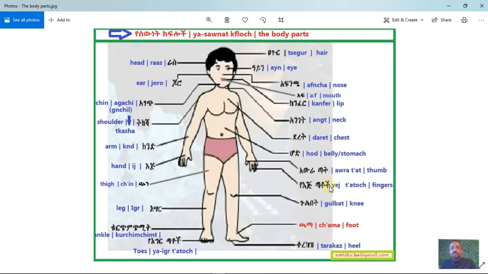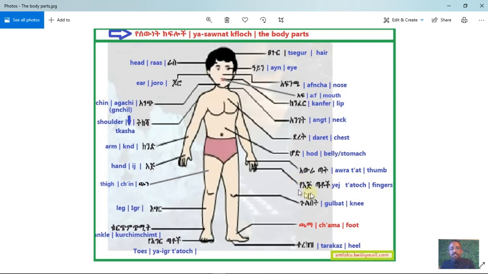Yej tatoch, or simply we say tatoch. Fingers, and literally it means fingers of the hand. We say yej tatoch here just to differentiate from yegr tatoch. Otherwise we don't say yegr tatoch ammameñ, or I hurt my hand finger. We don't say like that. Even in Amharic we say tatoch ammameñ, or tatoch korotkut, tatoch fejjeñ. We say I hurt my finger.